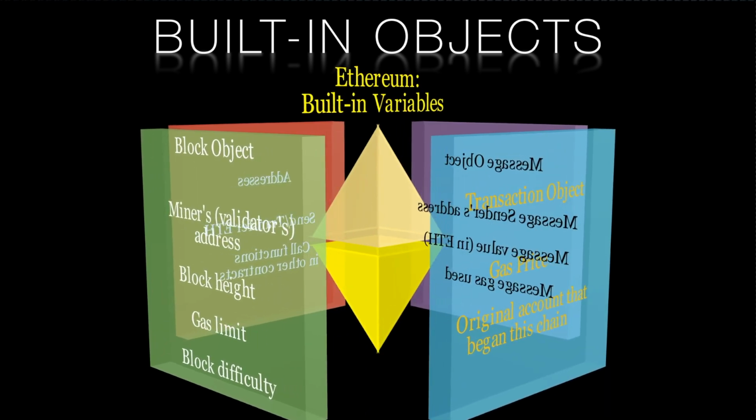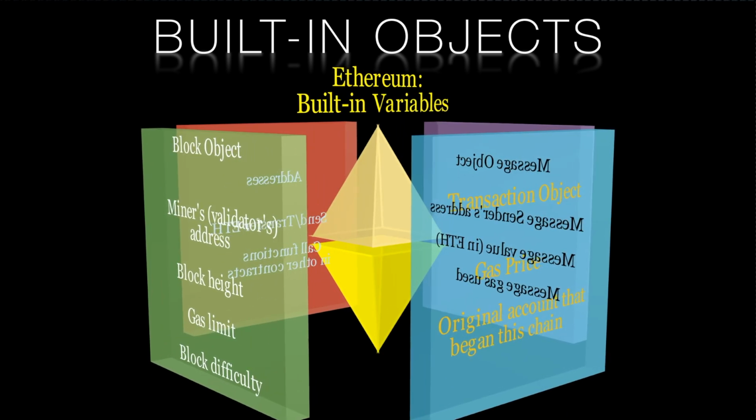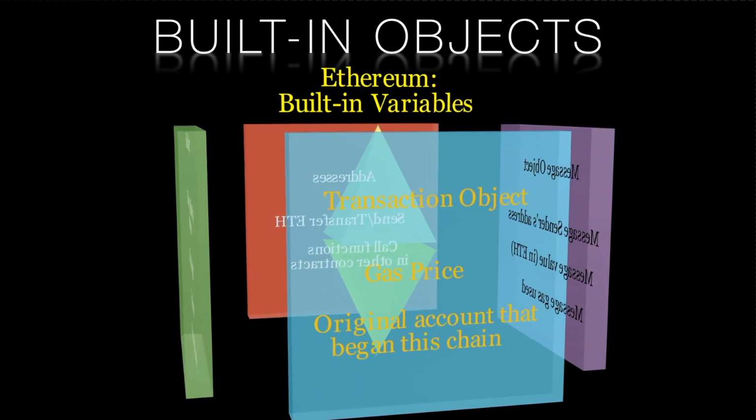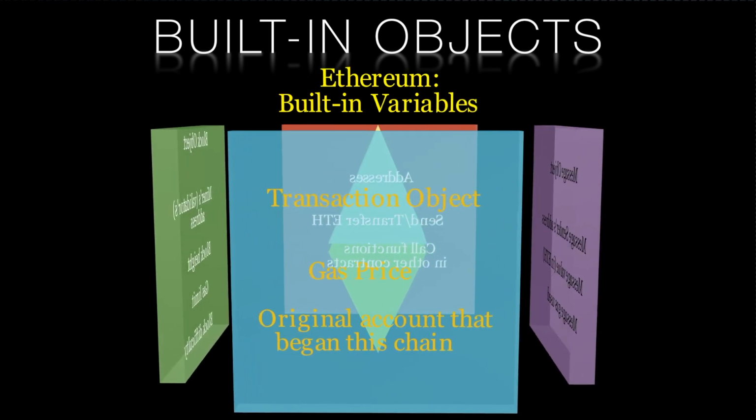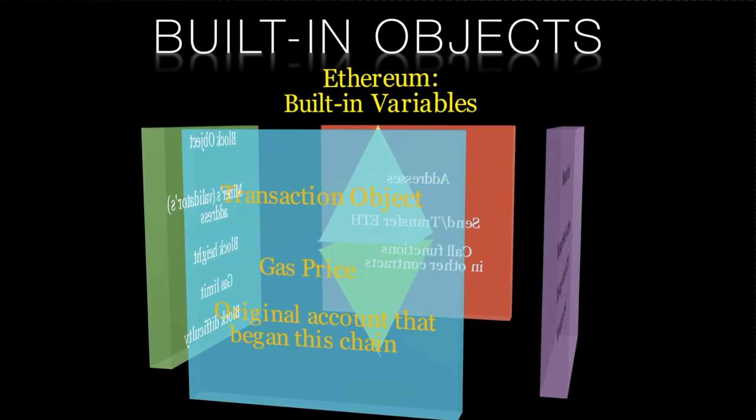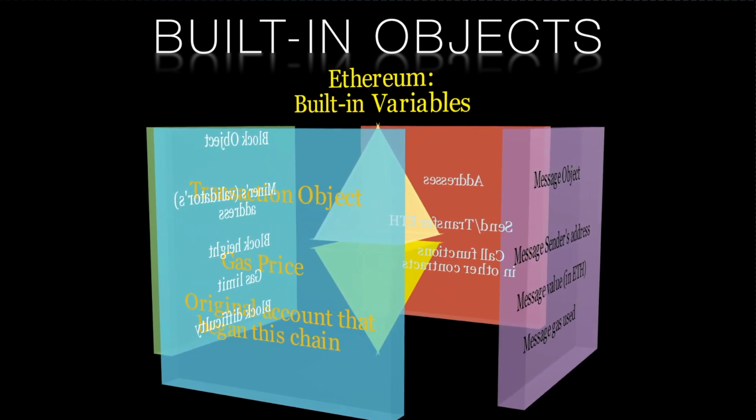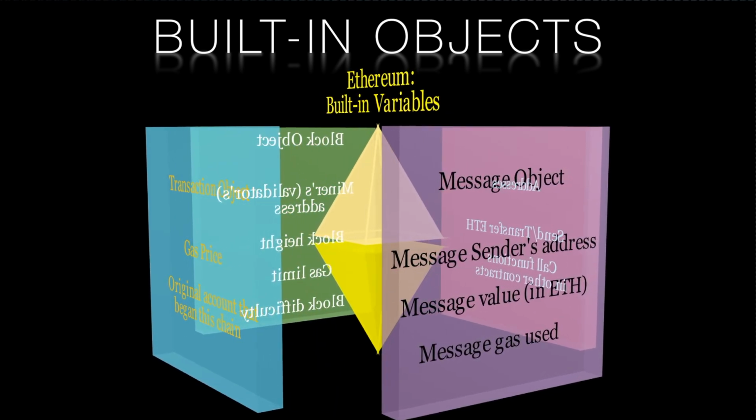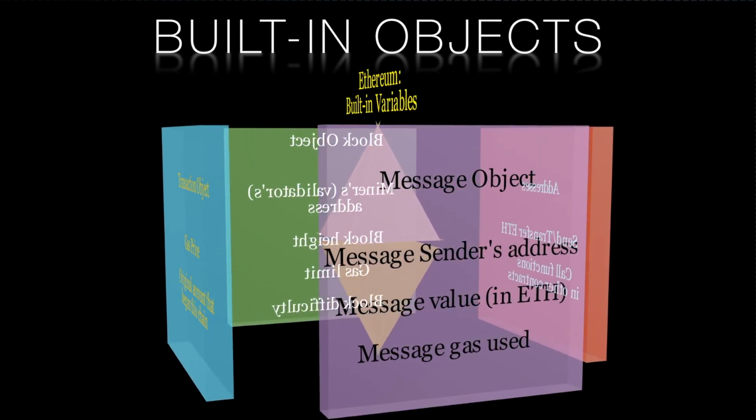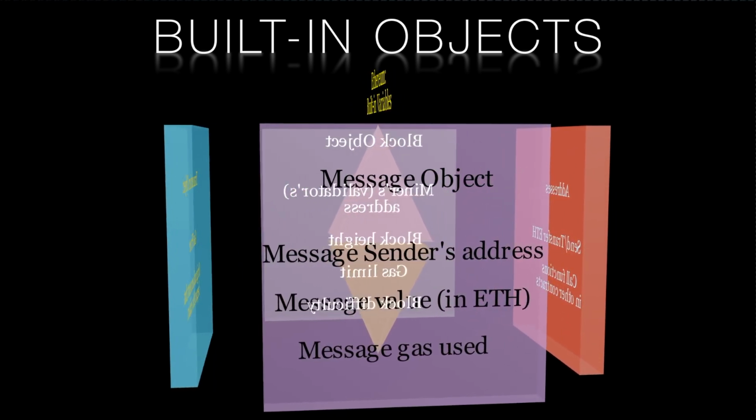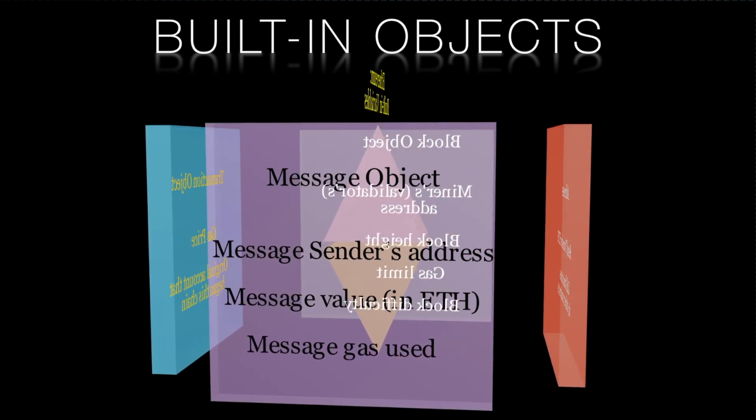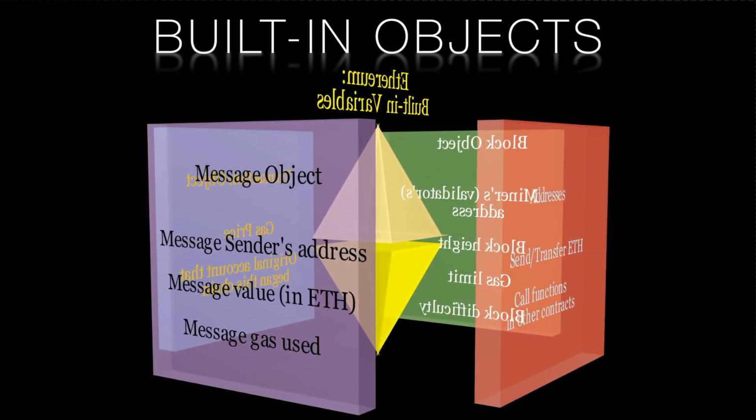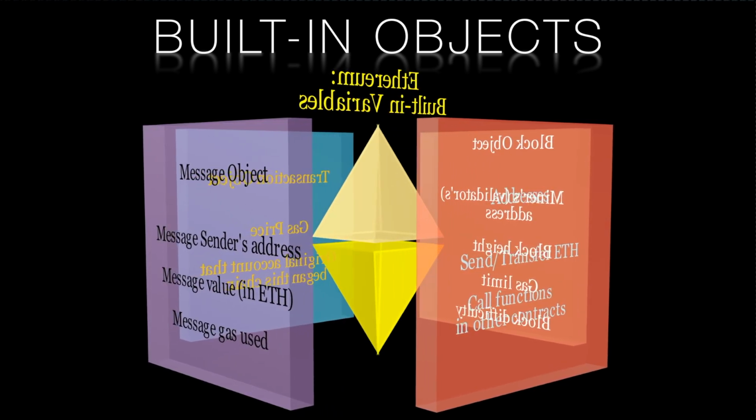Some of the most important built-in objects and methods are shown on your screen. These include the transaction object. Here you can get things like the current gas price, as well as the address of the original account that kicked off this transaction chain. The message object. This is very useful in terms of access control and permissioning, as we shall see later in this video. Here you can get the ID of the most recent message sender, as well as the value of any crypto assets sent in this message.